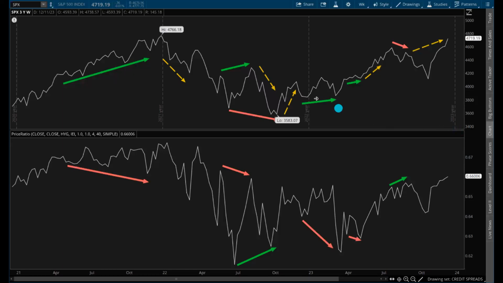Now let's get into it. Up top, we mentioned we've got the S&P 500, and on the bottom, we've got a ratio chart of the HYG and the IEI. So this is basically a form of credit spreads.